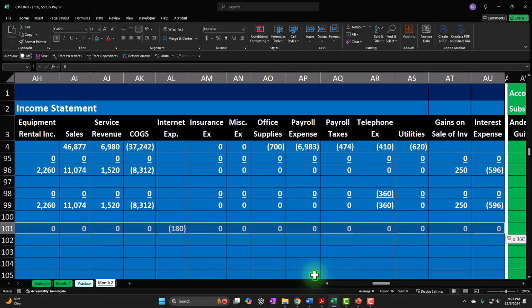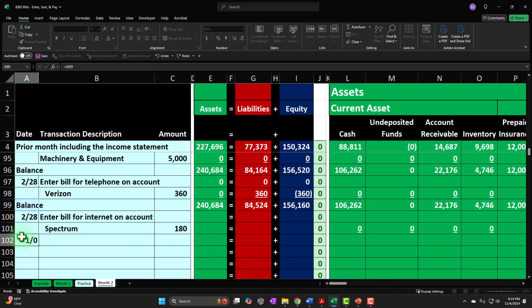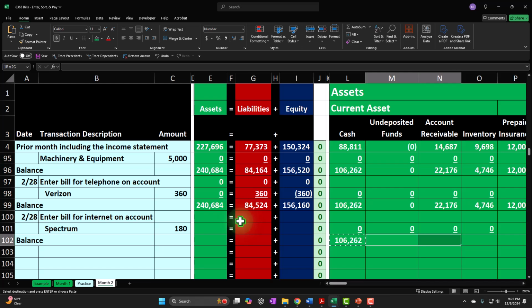Underline, and then I'll fix the underline situation in a second. I'll bring down the balances. Bring down the balances equals the sum of the prior balance and current activity. We're going to copy that, Control C, and then hold down Shift all the way to the right.